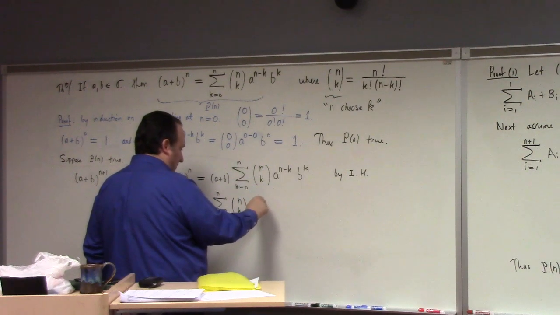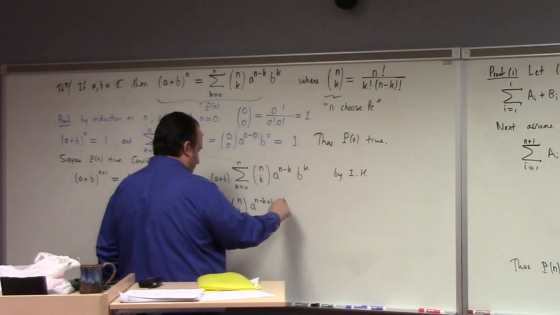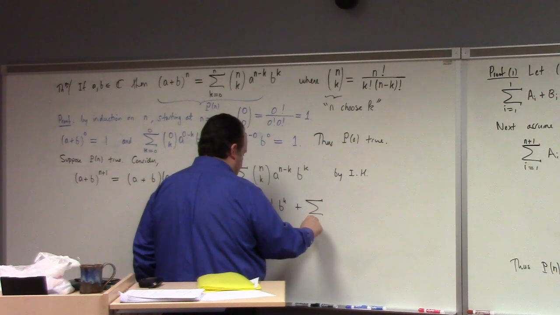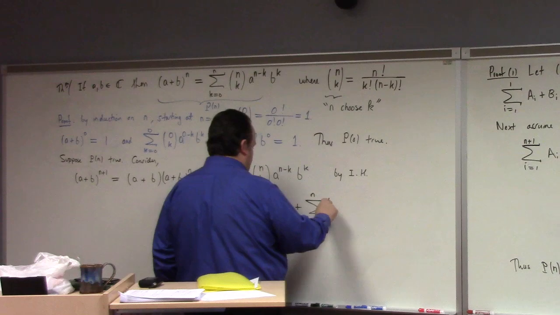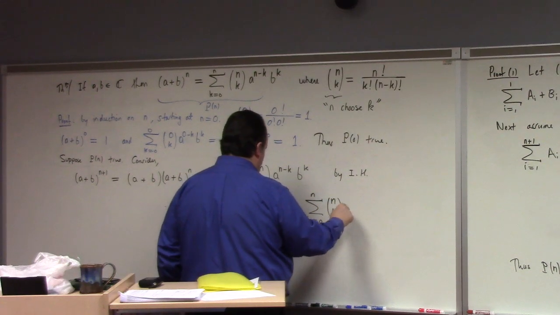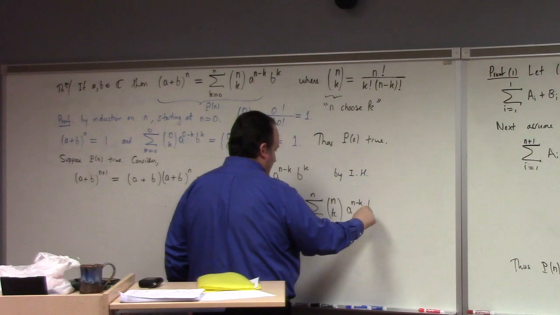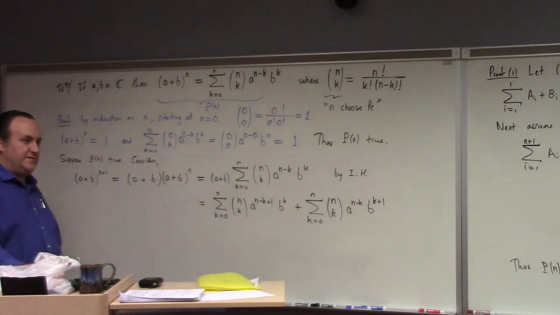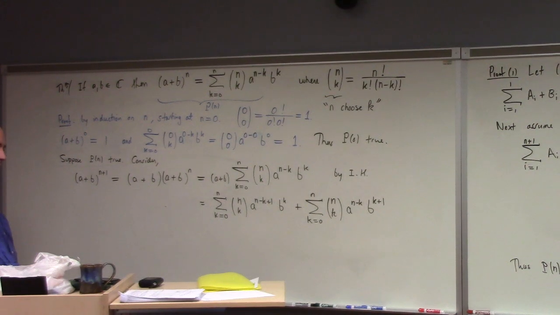A to the n minus k plus 1 times b to the k, plus the sum k equals 0 to n of n choose k, a to the n minus k, b to the what? B to the k plus 1, right? I'm using proposition 2 of the first thing I wrote today. All right? And past here, we're going to have to really think about it, right?